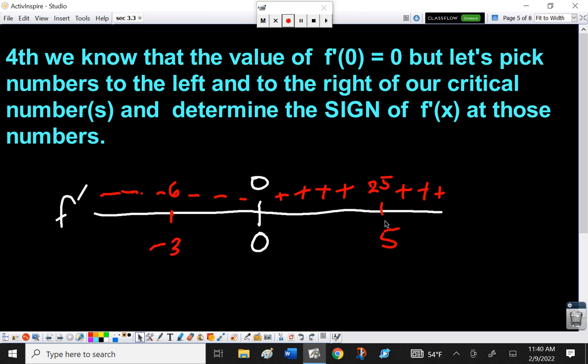I picked 5 on the right side of 0. When you plug in 5 to the derivative, you don't get 25. That's my mistake. You get 10. So let me write that here. Sorry about that, because 2 times 5 is 10. So let me write 10 here. 10. And it's a positive 10. Any number I would have picked on this side would have given me a positive number. So I'm filling up this side with positives.